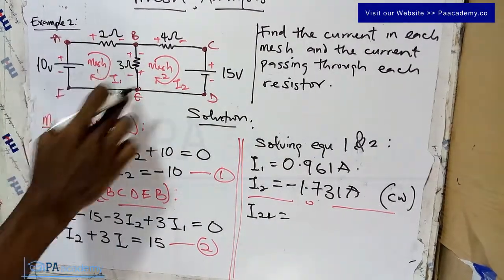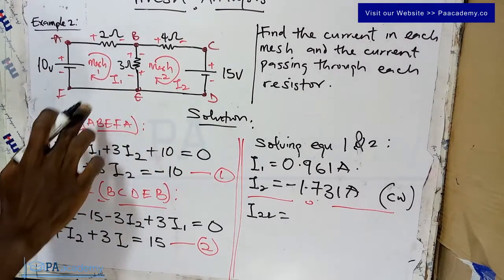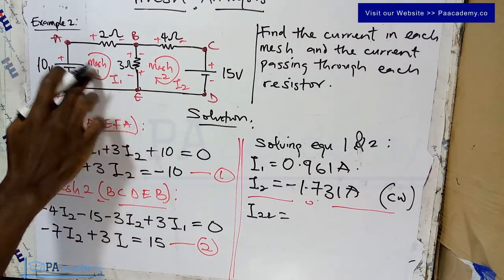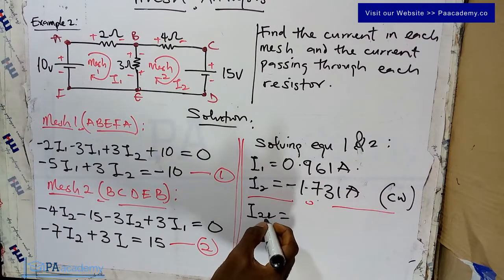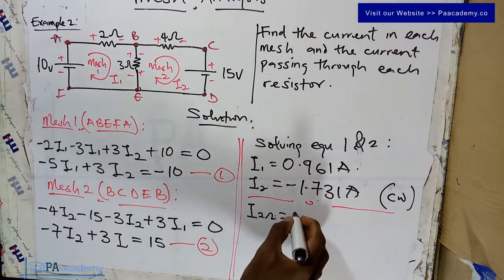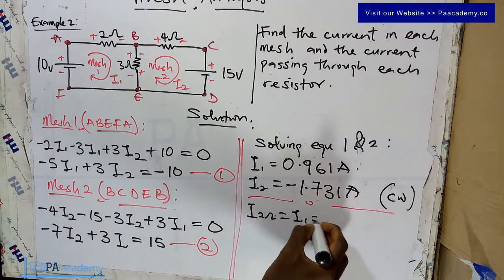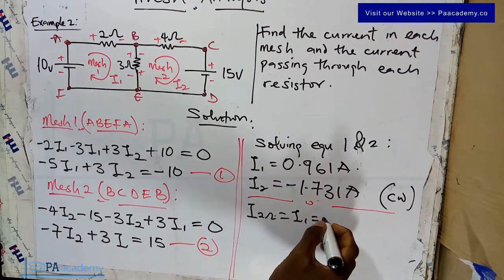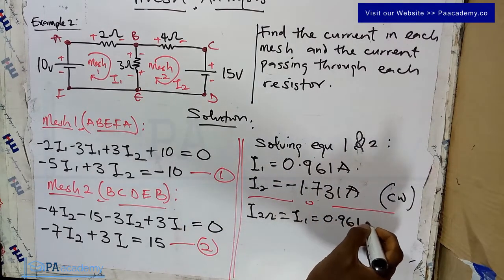If you look at this 2 ohm resistor, the current flowing through it, just like in the previous example, is I1. So the current through the 2 ohm resistor is I1, and that is the value of our I1, which we've gotten to be 0.961 amperes.